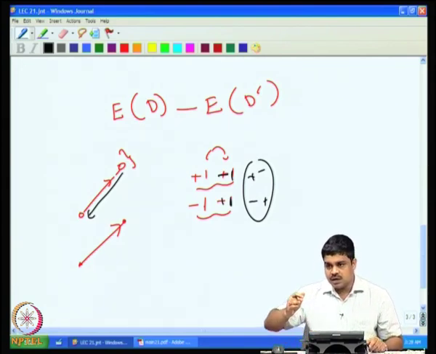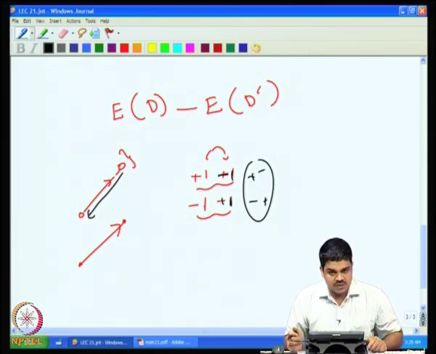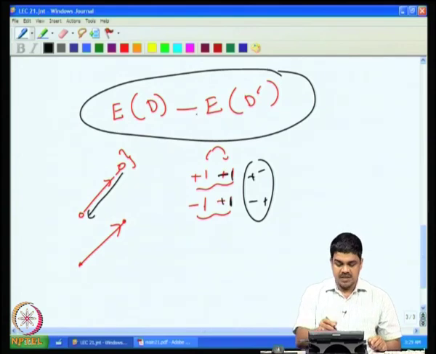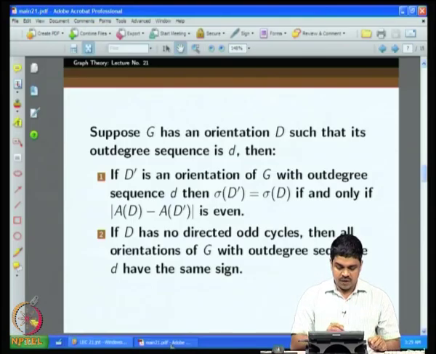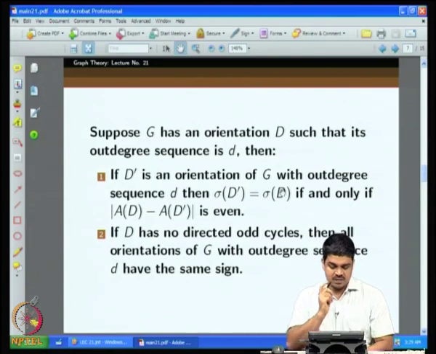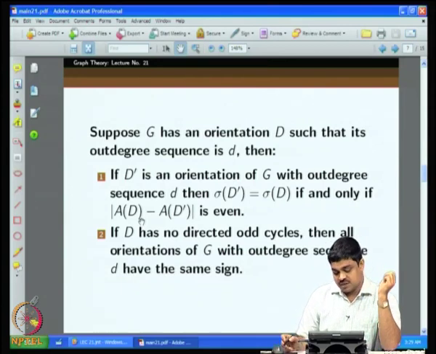So every time an even number of edges are considered, we will get the same sign, and every time an odd number of edges are considered, we will get a different sign. So essentially how many edges are there in this E(D) minus E(D'), that is all that matters, right? So we can say that if D' is an orientation of G with out-degree sequence d, the out-degree sequence of this capital D, then the signs will be the same if and only if A(D) minus A(D') is even. Here A is used for the edge set of D, not E, because that is the directed graph.